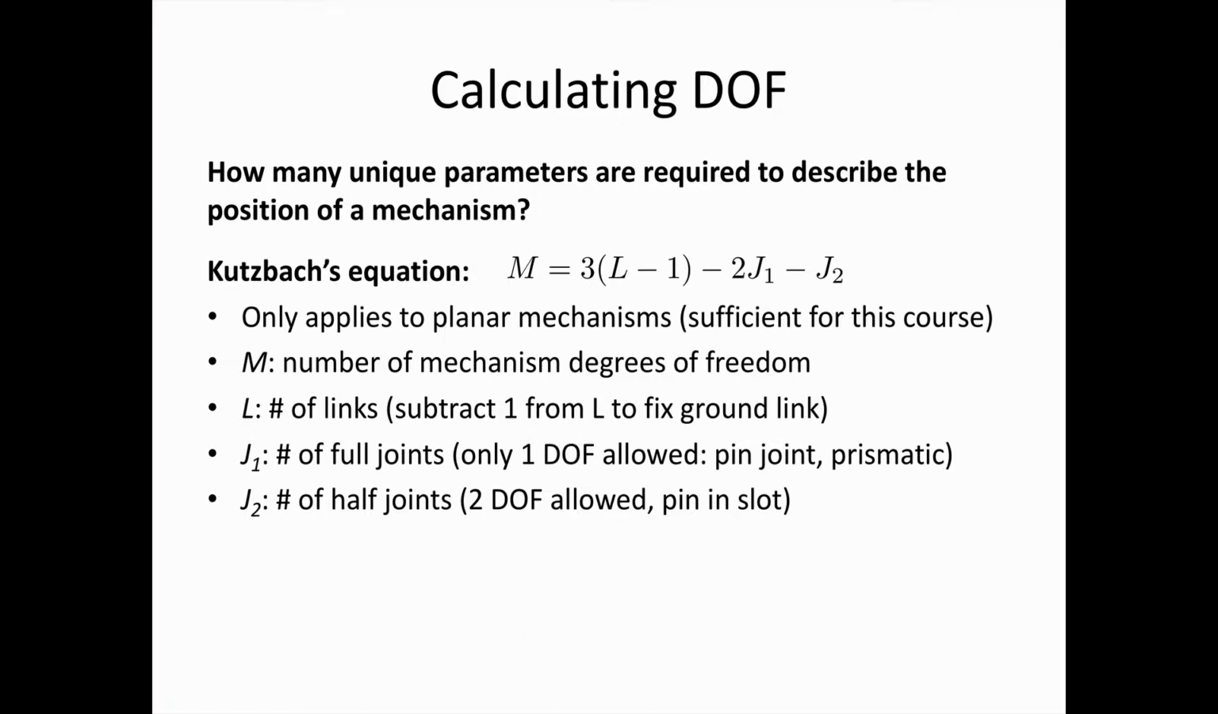So take a look at the coefficients for this equation. If we look at J1, we multiply it by 2. Based on the observation in the last slide, this should make sense. If we added a revolute joint, a full joint, to the system in the last example, it removed 2 degrees of freedom. So for every full joint we add, we subtract 2 degrees of freedom from the total number of the unlinked system.